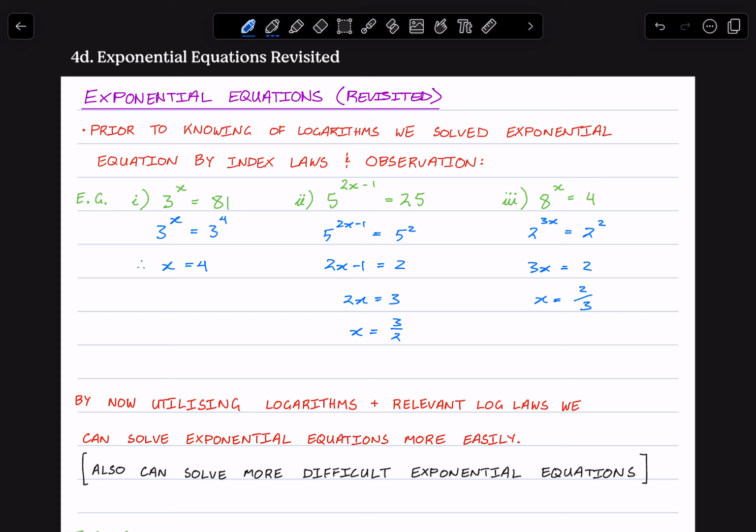Hello class, this is a video tutorial on exponential equations revisited. So prior to knowing logarithms, we solved exponential equations by the use of index laws and observation.